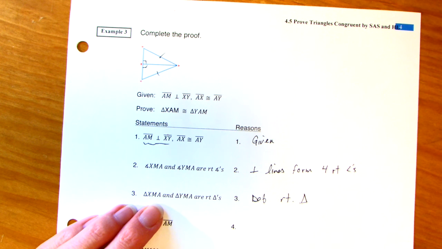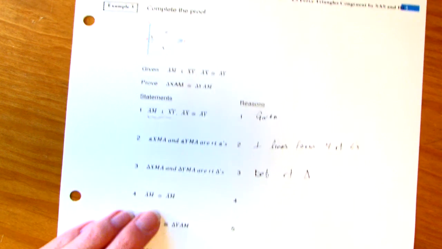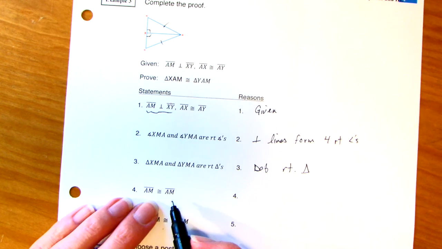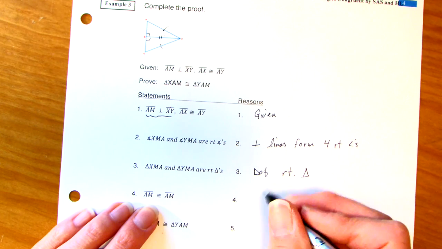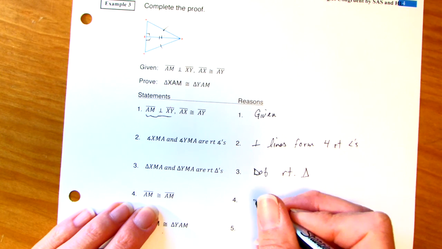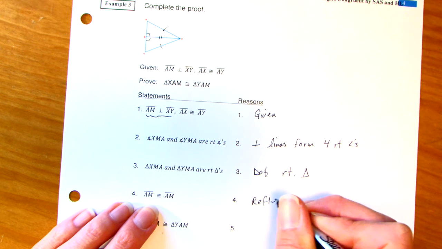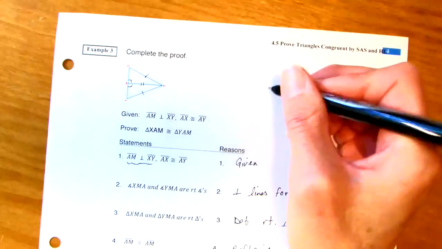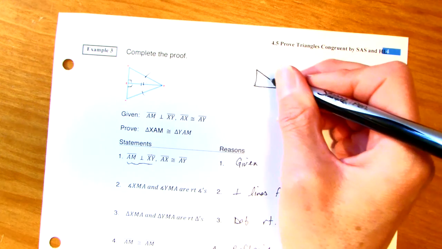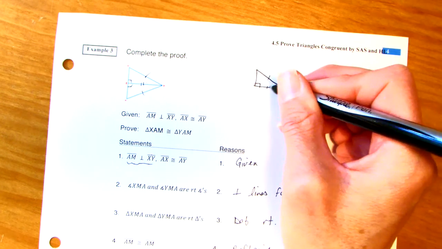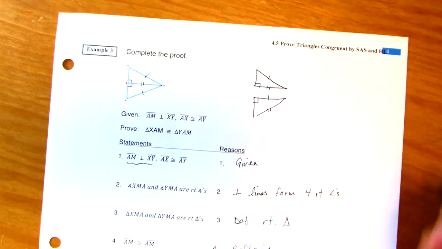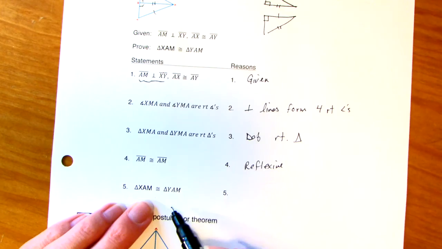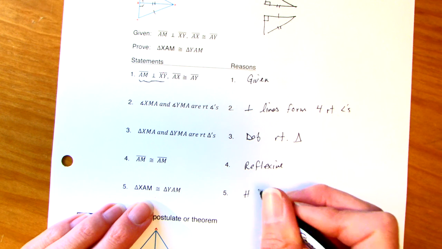Because remember, that was a requirement to do a hypotenuse leg. You must have a right triangle. Okay, AM is congruent to AM. That's our side in the middle. That's reflexive. And that would be one of the legs. And if you're not sure what's happening, go ahead and split up your triangle. You have a right angle, hypotenuse, and a leg. So the top triangle is congruent to the bottom one by HL.